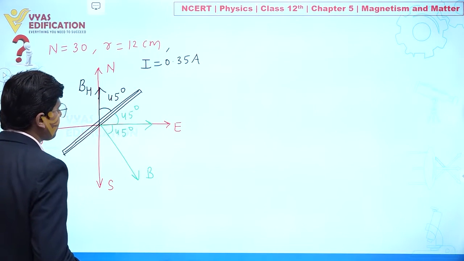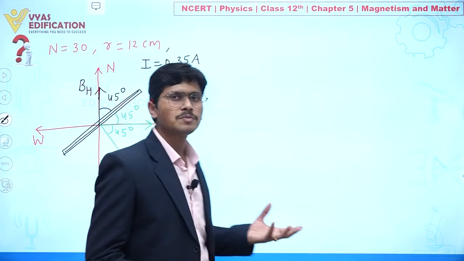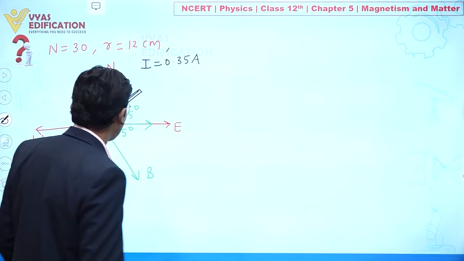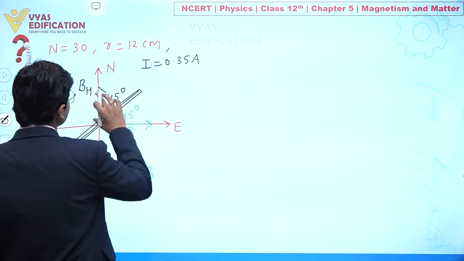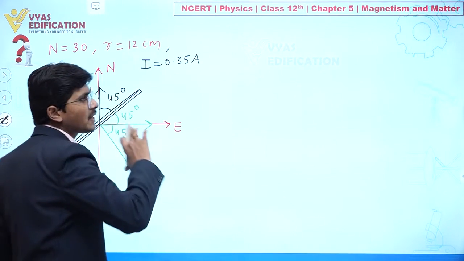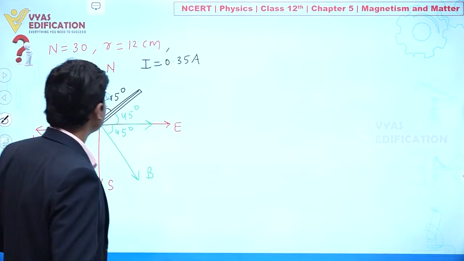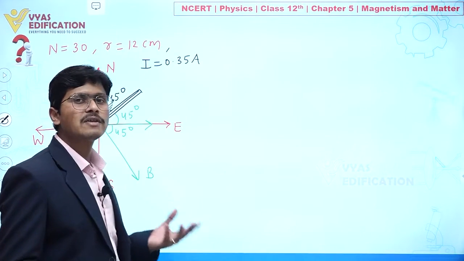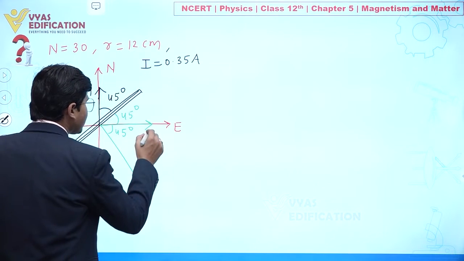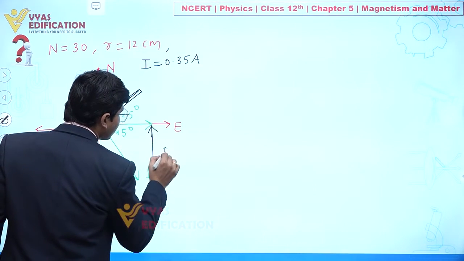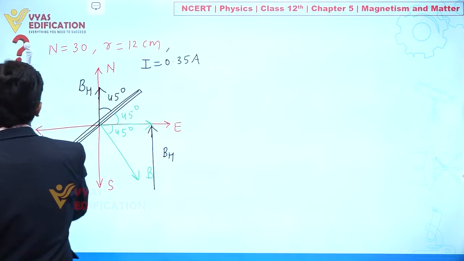Now you can see our objective is what? Our objective here is to first calculate the value of B, clear? So how can we calculate? Now you know, if I parallel shift any vector, we can say that the value of that vector is not changing, clear? So I can put this value BH here. So let's suppose this is BH. Again, I am drawing here.